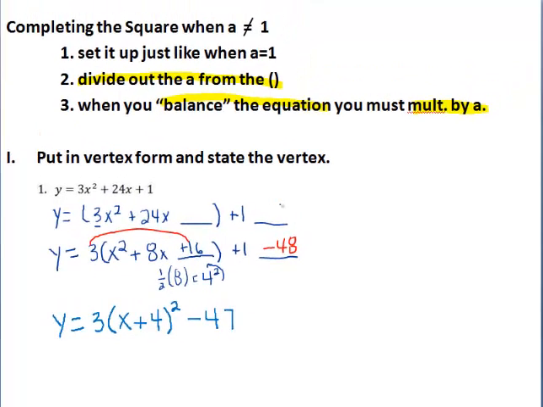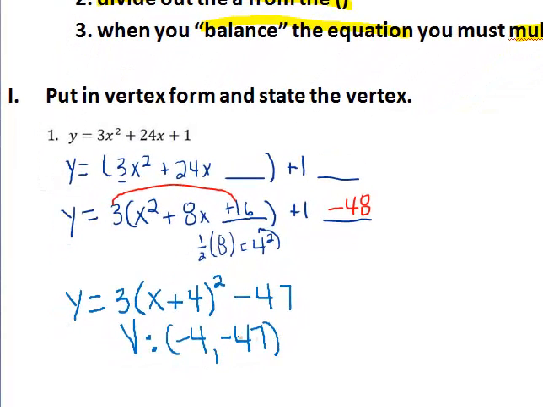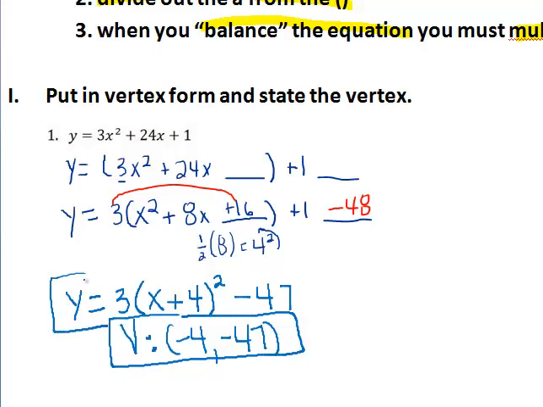Okay. It also wanted us to state the vertex. So the vertex for this problem would be negative 4 and then negative 47, because remember the h value, you always do the opposite, but then the k value, it stays exactly what it is. So here's our quadratic in vertex form, and there's our vertex.